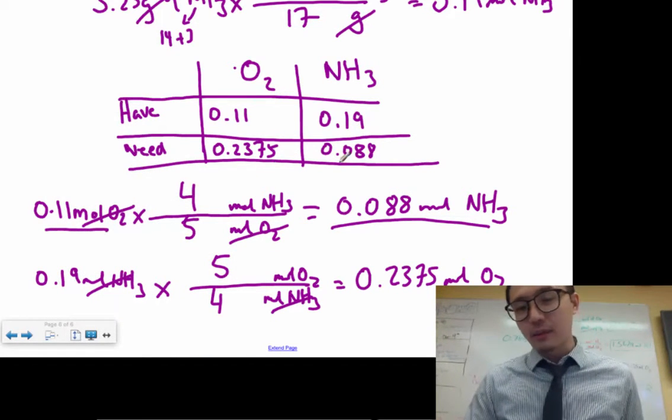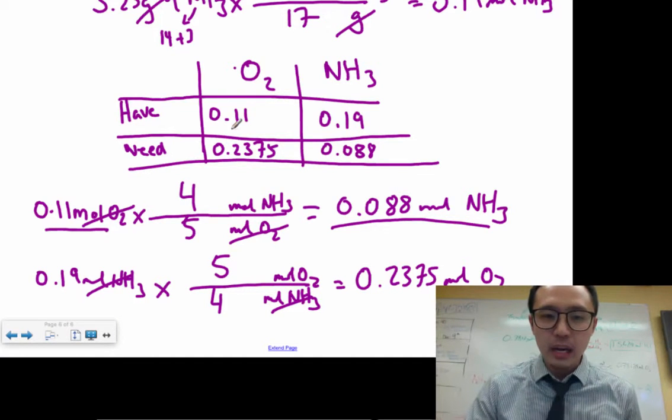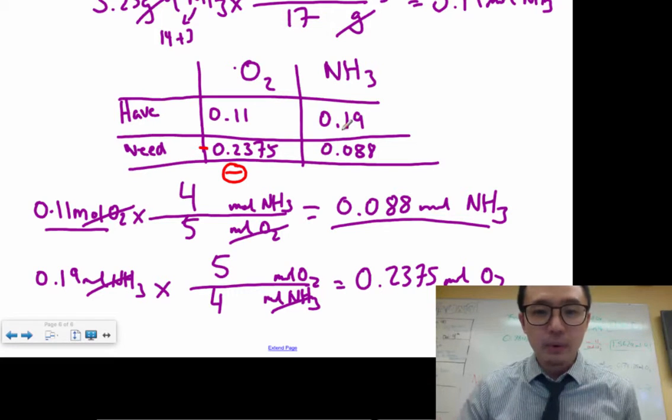Okay, so at this point now we can either use logic to make sense out of this, or we can subtract and see which one is positive or negative. So if we have 0.11, if we subtract this number, we're going to have a negative number, right? 0.11 is smaller than this, so you're going to have a negative number. You look at this one, 0.19, subtract that. Well, this has one more decimal place, so this is going to leave you a positive number. So because of that, this is my limiting reagent because it's negative, and this is my excess. And that's it.